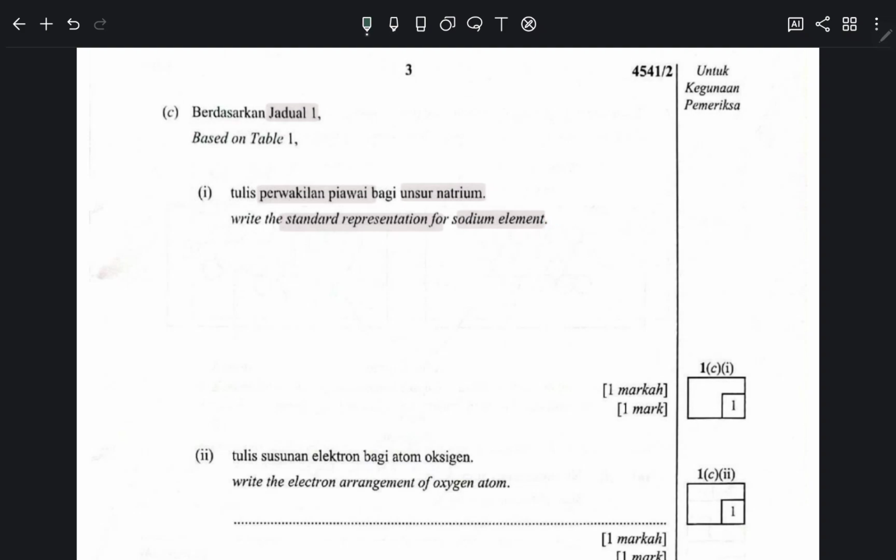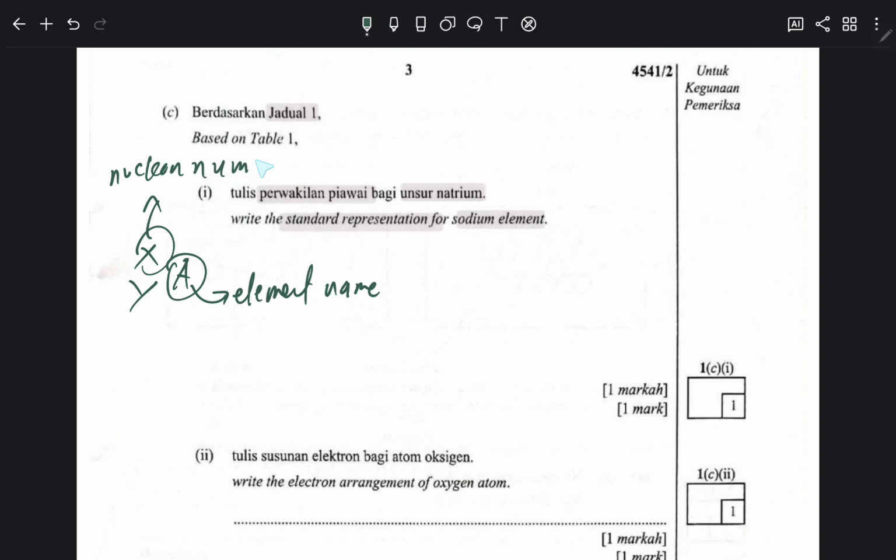Based on Table 1, the standard representation of a sodium element. Remember how to write the standard representation: X, Y, and A is the element's name. How about X and Y? X is the biggest value, so X is your nucleon number, always the nucleon number on top. Nucleon number and not neutron number, those are two different things. And Y is your proton number. This is how your standard representation looks.